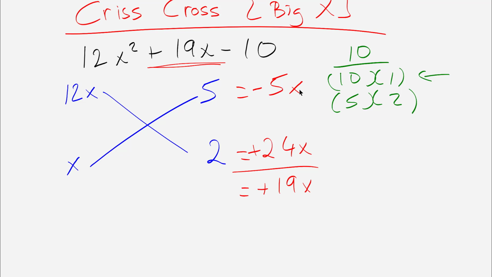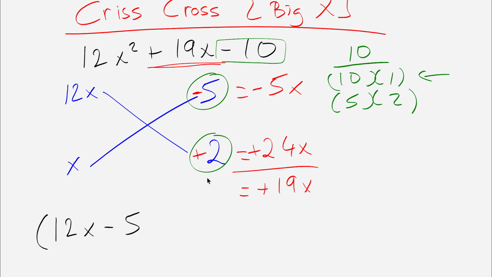So in order for this to be a minus 5x, this must be minus 5 here. In order for that to be a plus 24x, that must have been 12x by a plus 2. And this is good because minus 5 and plus 2 are factors of minus 10. Because remember, minus times plus would be a minus. So all our signs have worked out here. So this is good. So then our final answer, 12x minus 5 bracket x plus 2.